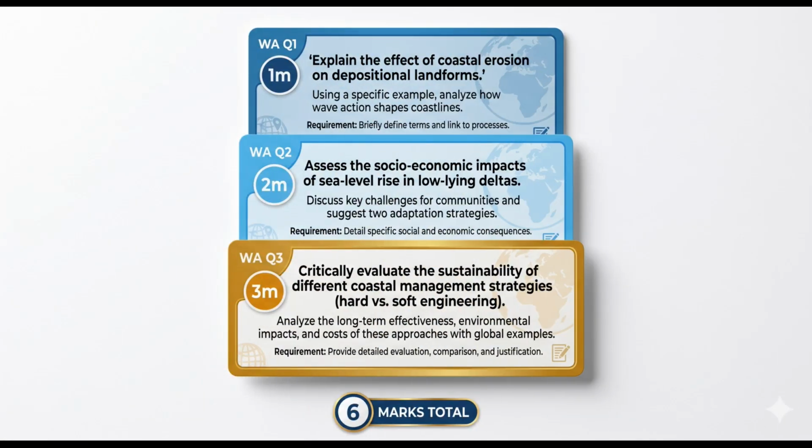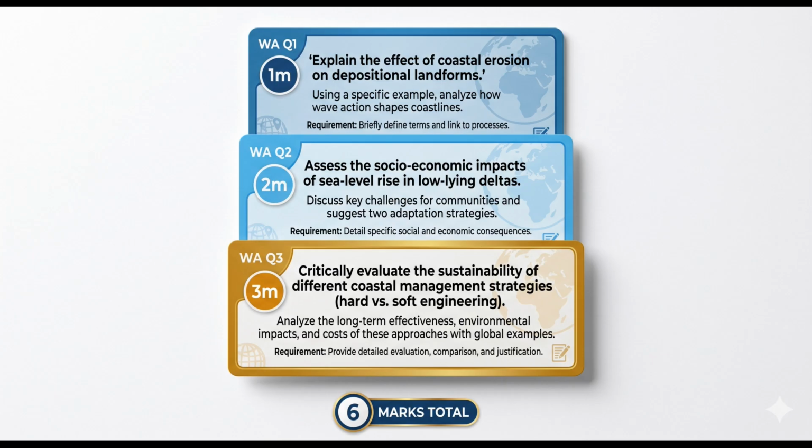Here are the exact WA questions this video prepares you for. Look at the screen. WA question 1 is 1 mark. State the proportion of Earth's water that is accessible surface freshwater. WA question 2 is 2 marks. Name 4 processes in the water cycle. Half a mark per process, 4 processes required.